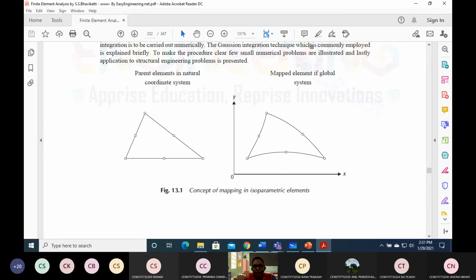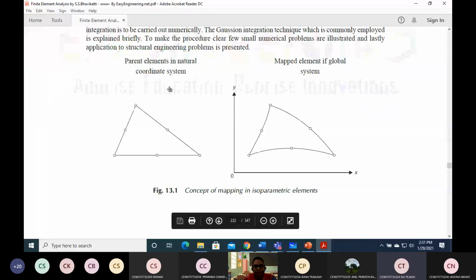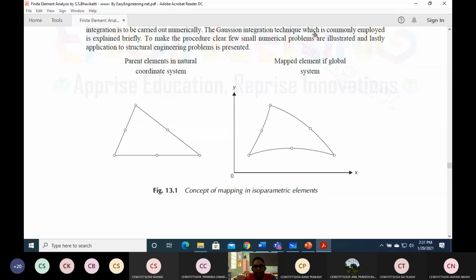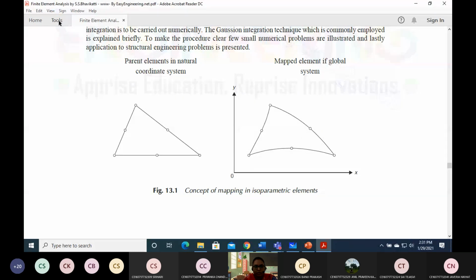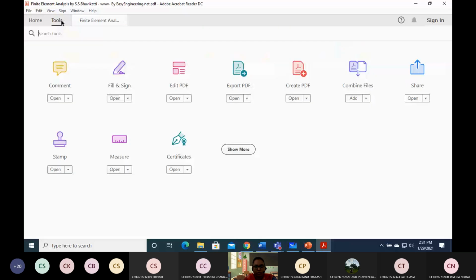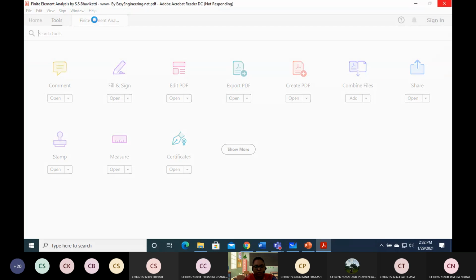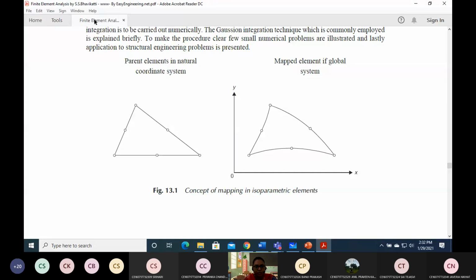See, are you able to see the screen clearly? Yes, ma'am. Yeah. So here what you see is the... it's not responding. Right.